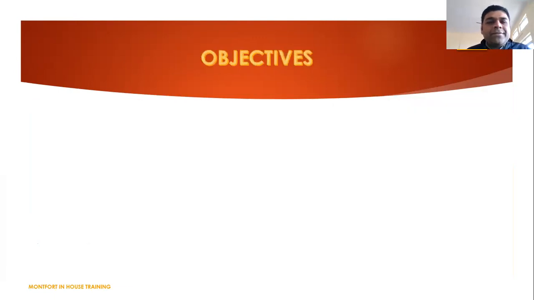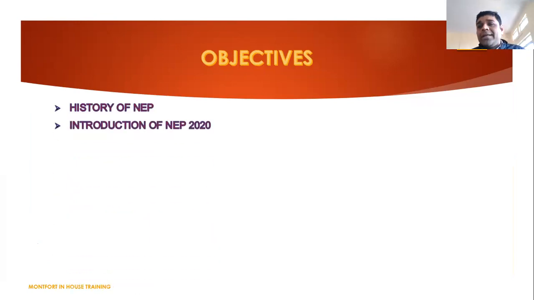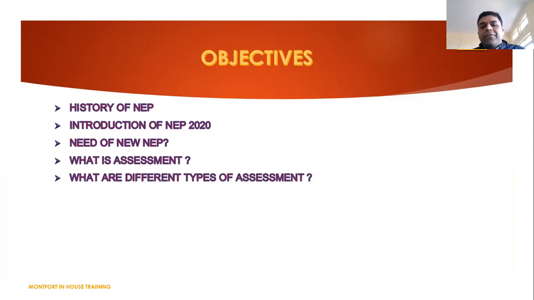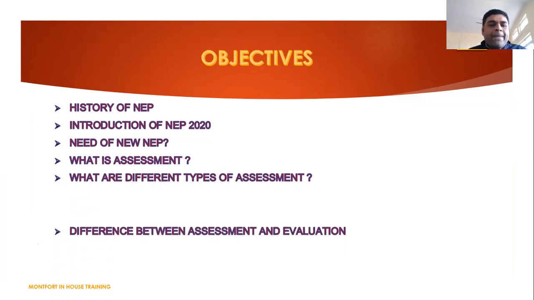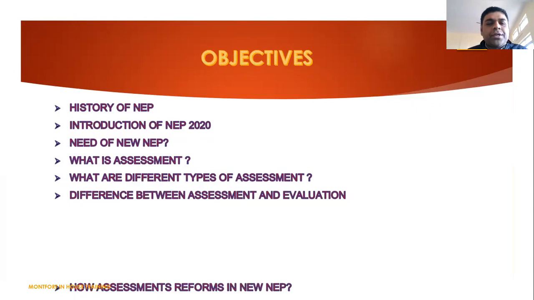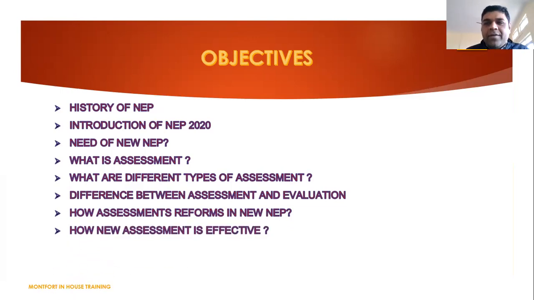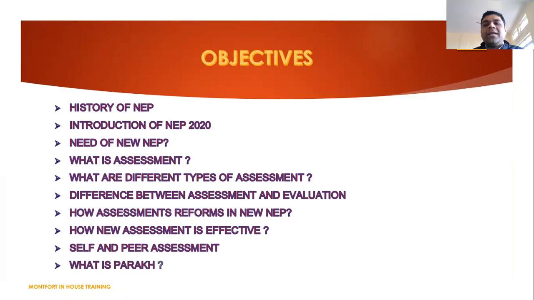What are today's objectives? Number one, history of National Education Policy. Number two, introduction of National Education Policy 2020. What is the need of the new National Education Policy? What is assessment? What are the different types of assessment? Difference between assessment and evaluation. How assessment reforms in the new NEP, National Education Policy. How is the new assessment effective if we compare it with the previous one? What is self and peer assessment? And finally, what is Parak?